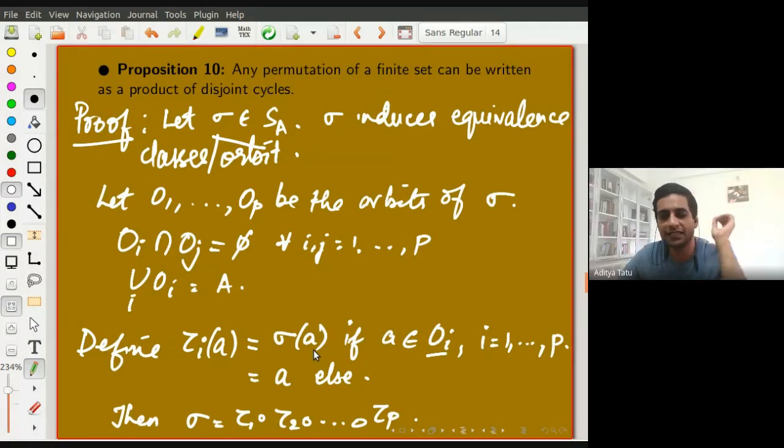See, tau i will map a to a different element only if a is in one particular orbit. For every other element, tau i will do nothing to a. So therefore, what is a cycle? It's a permutation in which at most one orbit contains more than one element. So for tau i, Oi will be the orbit that contains more than one element.